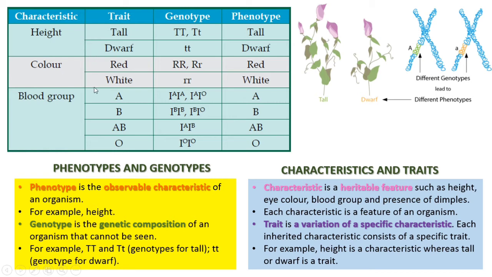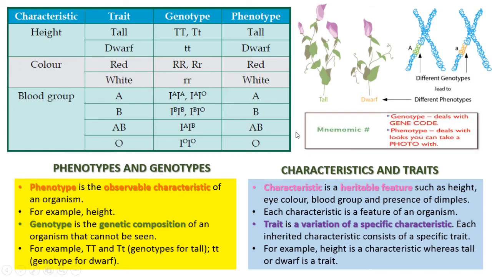So to remember, this is a mnemonic. Genotype deals with the gene code. So kita wakilkan dengan huruf genes. Genotype is genetic composition. Phenotype looks like, deals with a look you can take a photo of. That means apa yang awak nampak. Phenotype tu apa yang kita nampak. Foto, phenotype tu foto apa yang kita nampak dalam gambar tu.